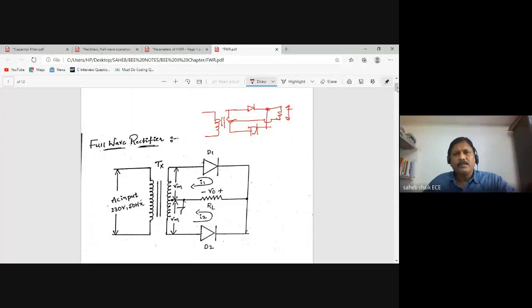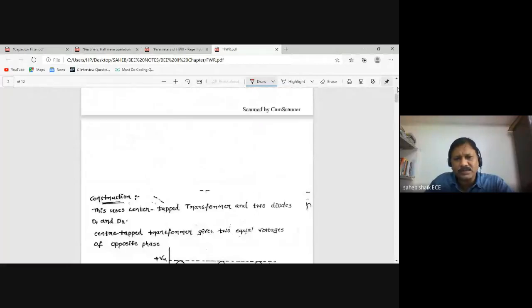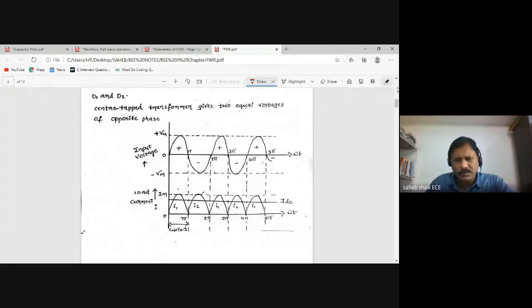Okay. So in this operation, during the first cycle of the signal, complete cycle, 0 to pi and pi to 2 pi. So positive half cycle of the signal, D1 is going to be conducted. Negative half cycle of the signal, D2 is going to be conducted. This operation you have seen in the previous class. In both the cycles, the two diodes are going to be conducted. So you can have the continuous cycle of the signal.